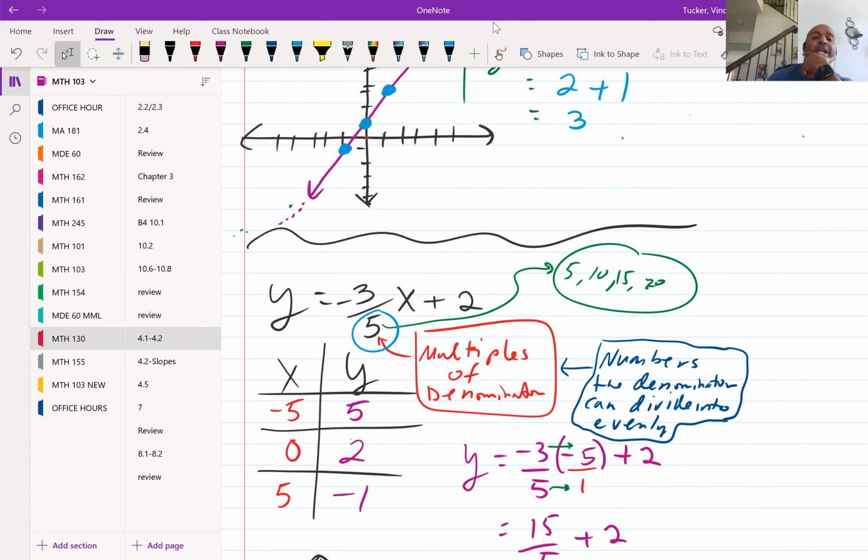So notice we have y equals negative 3/5 x plus 2. The kind of values that we want to choose for x are values that are going to be multiples of your denominator. Our denominator is 5. So these are values that the 5 can divide into evenly. The values that we would choose in this case would be 5, 10, 15, 20, negative 5, negative 10, negative 15, something along those lines so that 5 can divide into it evenly. Those are the values we're going to choose for x.